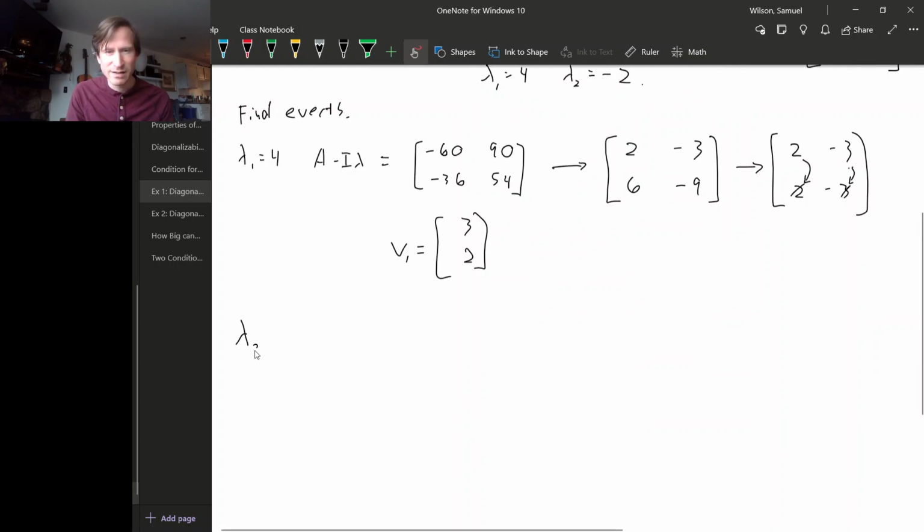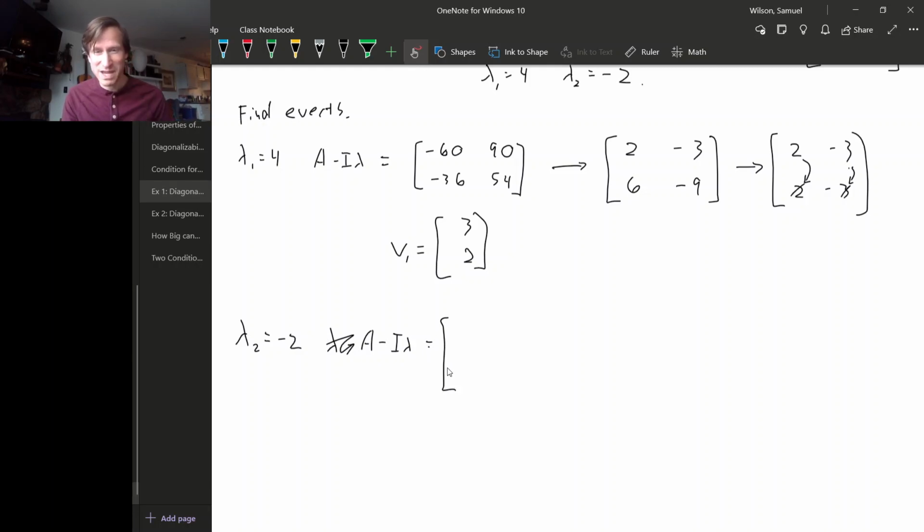Our second eigenvalue was minus 2. So now let's compute the corresponding eigenspace, or really, we know ahead of time there's going to be just a single, one-dimensional eigenspace, so we're just looking for a single eigenvector.